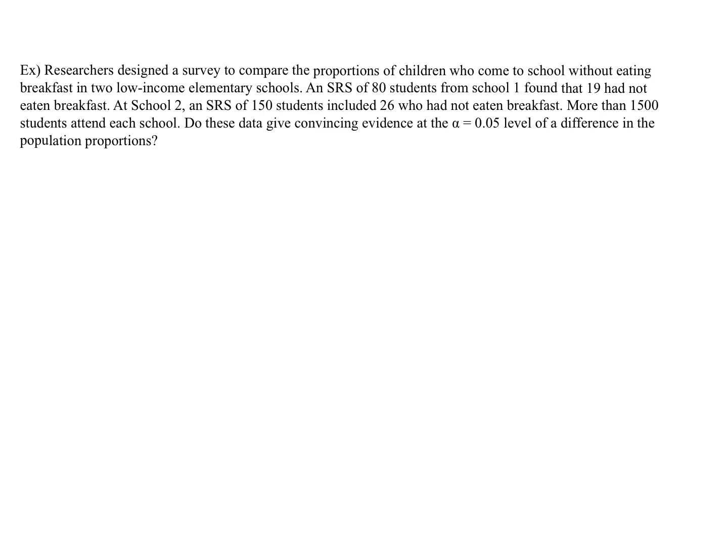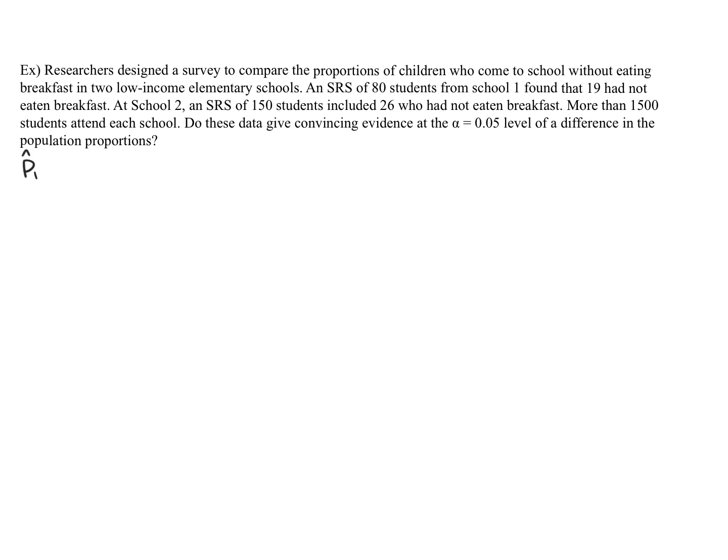So in our example, we have that researchers designed a survey to compare the proportions of children who come to school without eating breakfast in 2 low-income elementary schools. An SRS of 80 students from School 1 found that 19 had not eaten breakfast. At School 2, an SRS of 150 students included 26 who had not eaten breakfast. More than 1,500 students attend each school. Do these data give convincing evidence at the alpha equals 0.05 level of a difference in the population proportions?